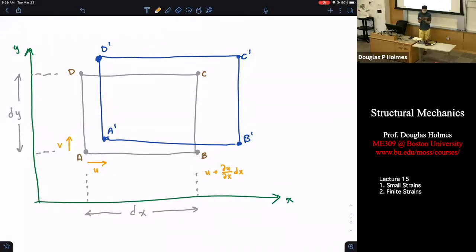Take a second and write down this displacement here.